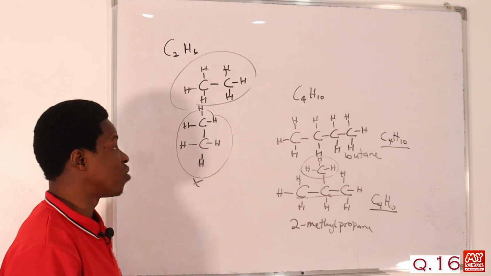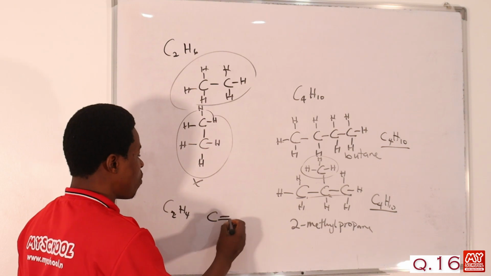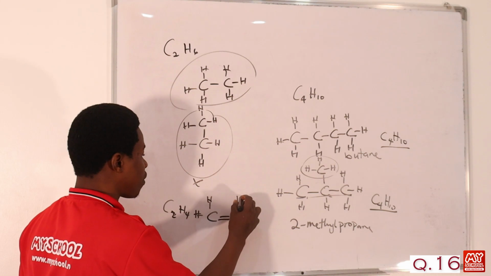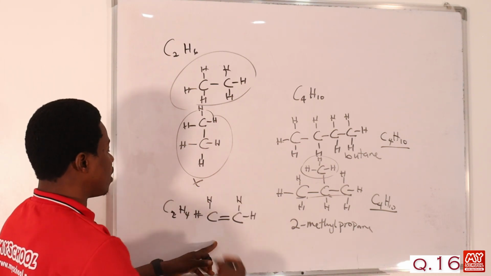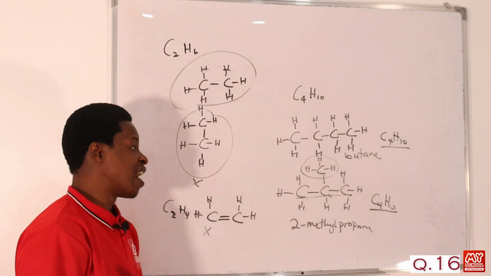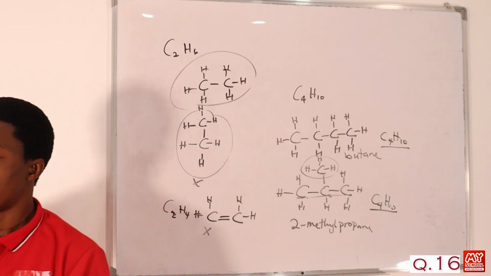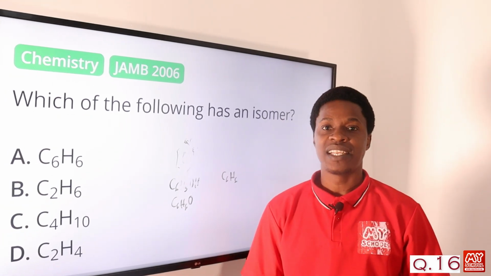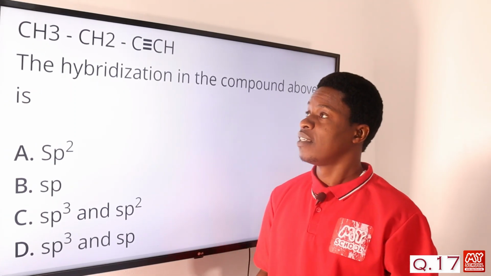And the last one is C2H4. Carbon, of course, this is an alkene, carbon double bond carbon. So we have 1 hydrogen here, 2, 3, and 4. You can't change any carbon to stay anywhere. There's no other place it can stay. So this will also not have an isomer. The only one that can have an isomer here is C4H10. So from the options, option C, C4H10, happens to be the final and correct answer.